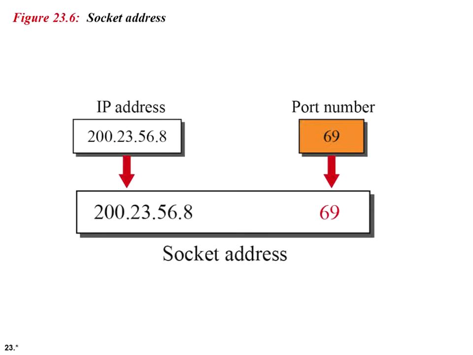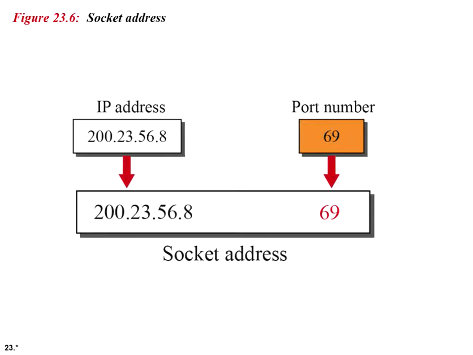Now this figure shows you the socket address. A transport layer protocol in the TCP/IP protocol suite needs both the IP address and the port number at each end to make a connection. The combination of an IP address and a port number is called the socket address. As you can see over here, we have the IP address and also the port number. So the combination of IP address and port number is called the socket address.